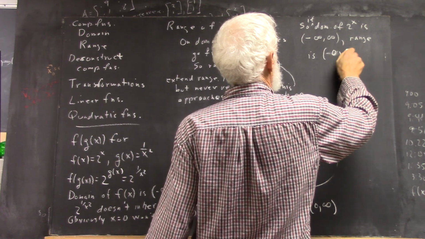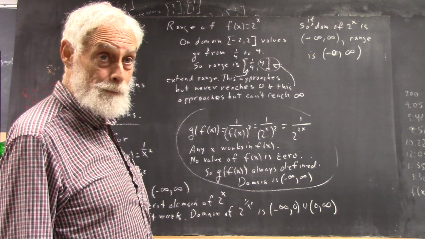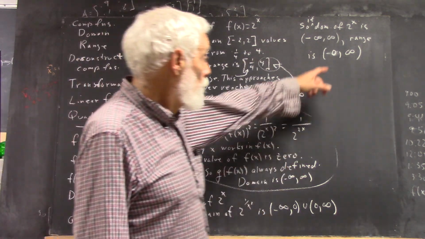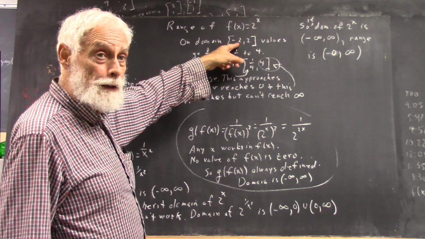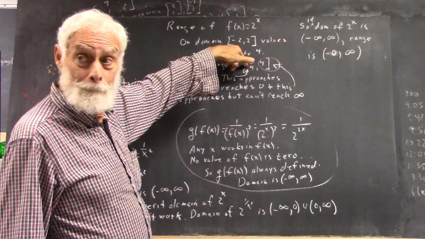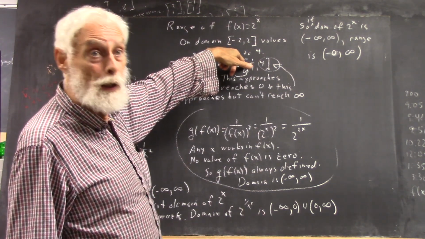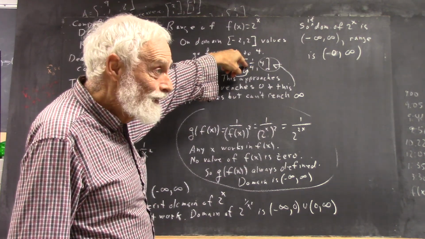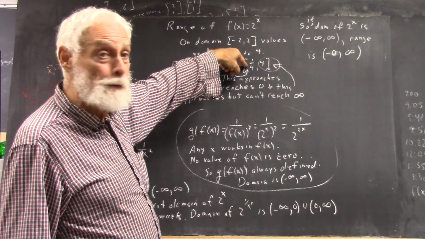The range is from 0 to infinity. Okay? You don't include 0 because no matter how big a negative number you put in here, this number is not going to become 0, right? It's going to become 1 over something unimaginably huge that might as well be 0 except for arithmetic, okay? But it won't be 0.